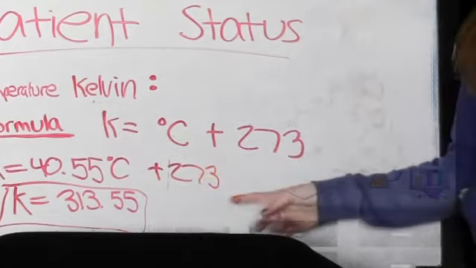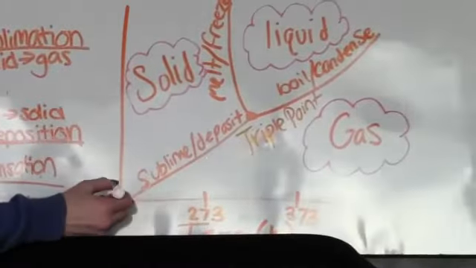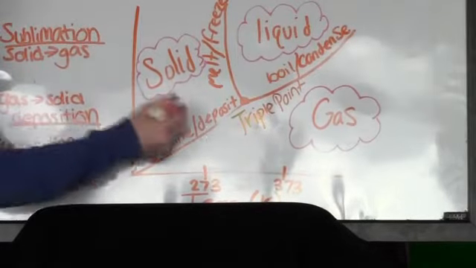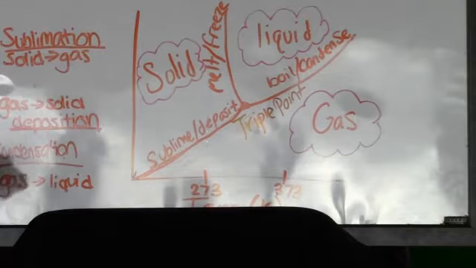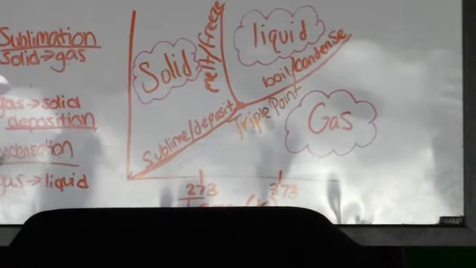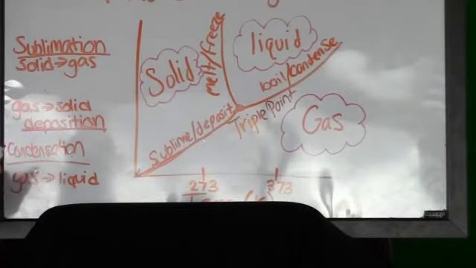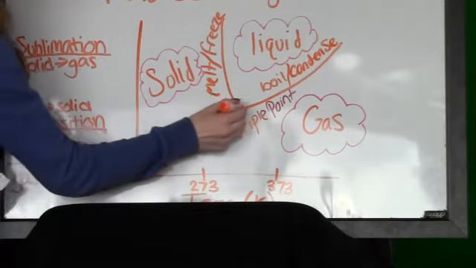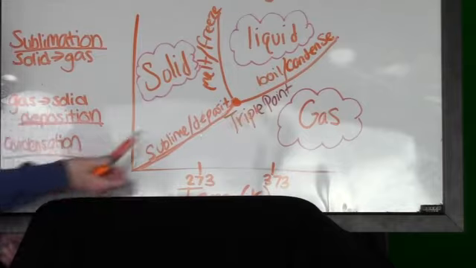We get 313.55. Hi, we're going to explain the phase diagram. So you start off by sublimation/deposition on this line right here. Sublimation is when a solid turns into a gas, like dry ice. Deposition is a gas to a solid. And then this point right here is called the triple point, where all three phases can take place.